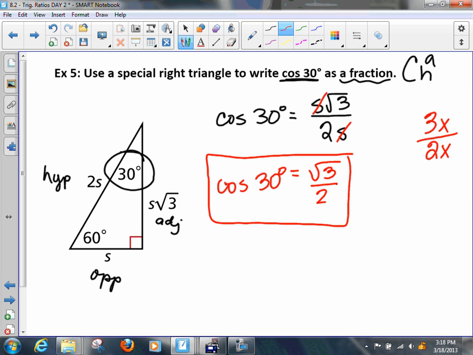Circle the angle, label the triangle. Some old horse caught a horse taking oats away. Set it up. Do you agree? I don't know.